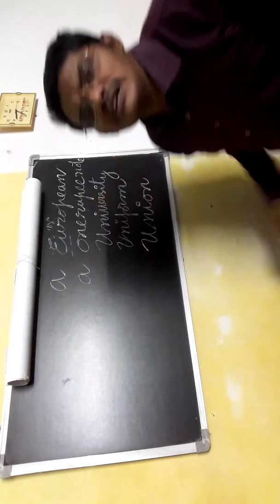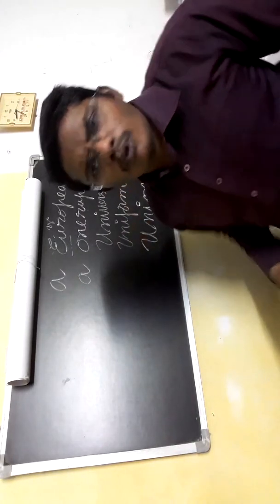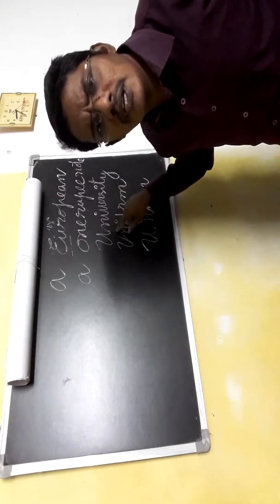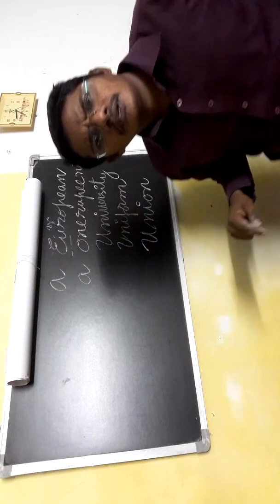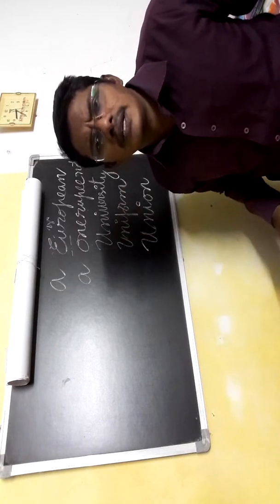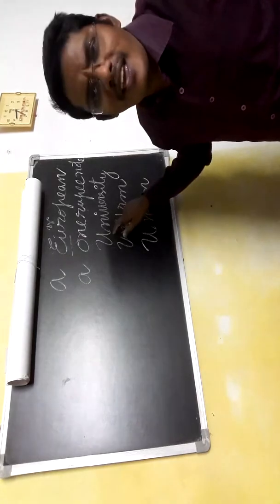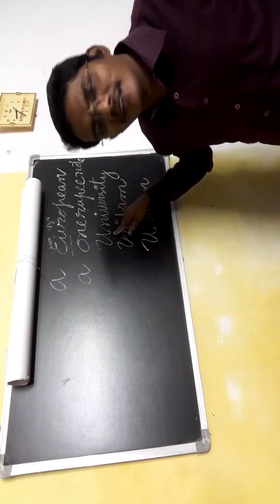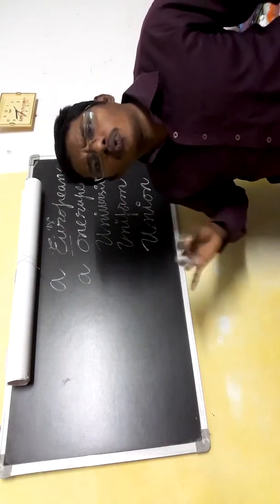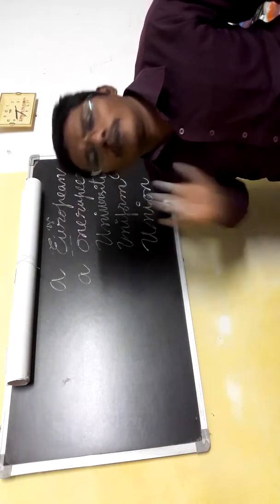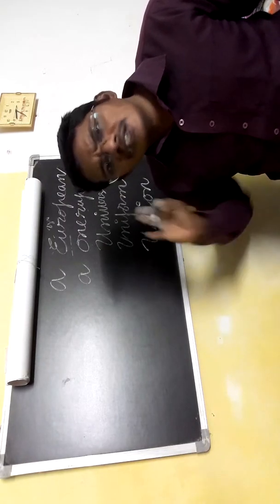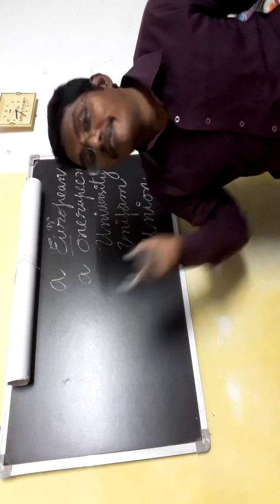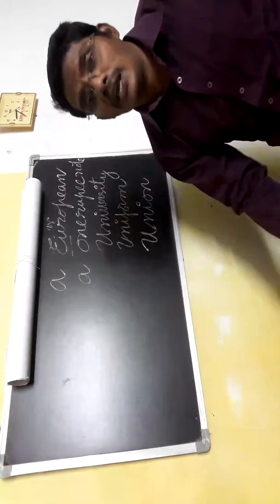So next, university. Is the first letter a vowel or consonant? Yes, it is a vowel, no doubt at all. A, E, I, O, U are all vowels. If any word starts with these letters, we have to use an, no doubt at all. But if it gives a consonant sound, then we have to use a.